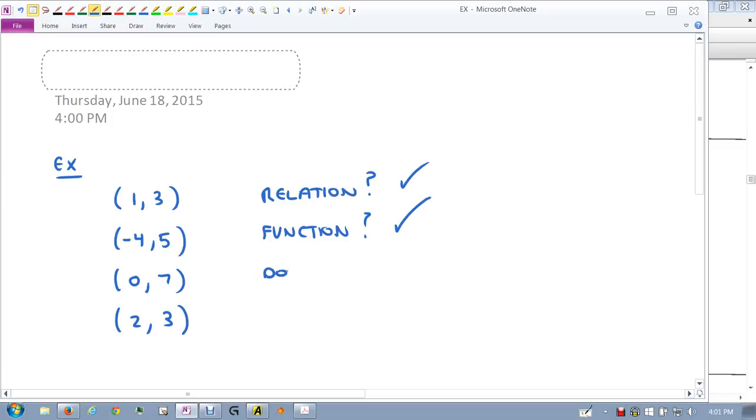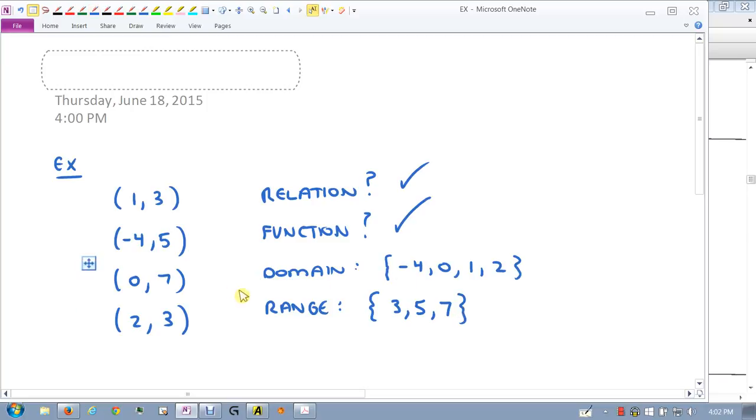What's the domain? All the inputs, right? 1, -4, 0, 2, yes? How do I write that set of numbers? A brace. Let's put them in order. We don't have to, but how about -4, 0, 1, 2? Those are all my inputs. How about the range? What are my outputs? 3, 5, 7.